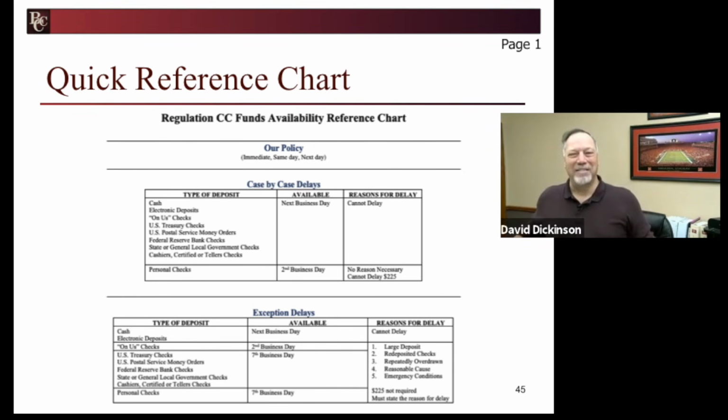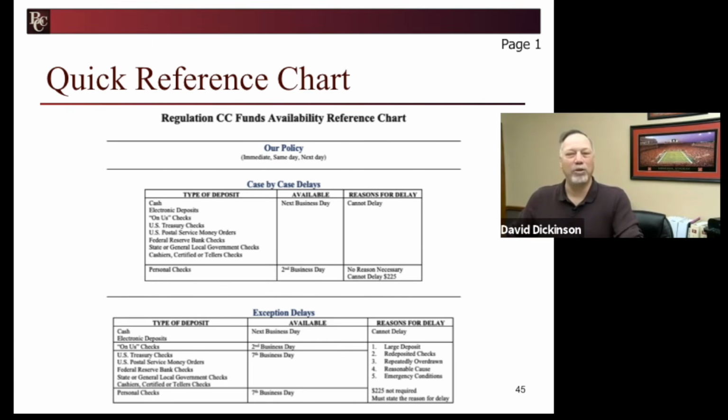Make sure that you have a legitimate reason and that you're documenting it. Again, there's always one exception. We'll come to that in a minute. The third one, if you're using the large deposit, the first reason listed there in that exception delay tier, then that means only the amount greater than 5,525, only the amount greater than that can you hold for that reason. Now, remember I told you the 225 was the rule, and anything above that you could hold, if that's the only reason you have, just because it's large. You can't touch the first 5,525, but everything above that you could hold for 7 days.